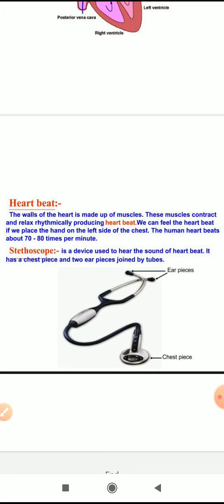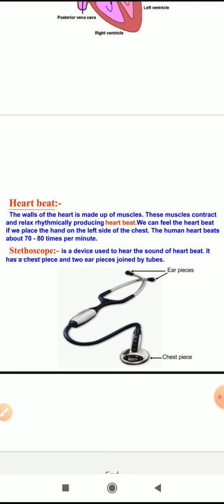We can feel the heartbeat if we place the hand on the left side of the chest. अगर हम अपने चेस्ट के लेफ्ट साइड में अपने हैंड को रखेंगे तो हम इस हार्टबीट को फील कर सकते हैं. Just do the practical of this, you also, all the children. And the human heartbeat is about 70 to 80 times per minute. जो ह्यूमन की हार्ट बीट होती है वो एक मिनट में कितनी बार होती है? 70 से 80 टाइम. Understand everyone?